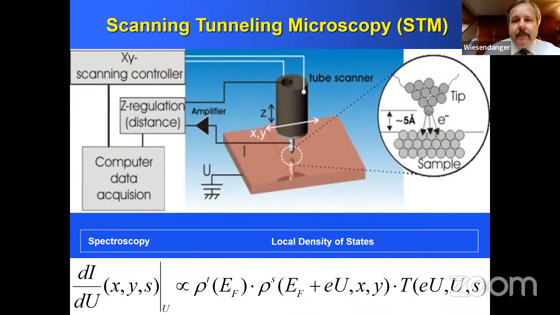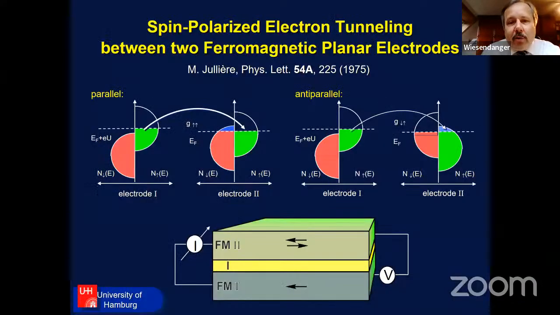Now, of course, as you all know, spin-polarized tunneling is known since the very famous work of Julliere, mid of the 70s. In his PhD work, Julliere studied the spin-polarized electron tunneling between 2 ferromagnetic electrodes separated by an insulating layer. And he found that the tunneling current or tunneling conductance in such a magnetic tunnel junction depends on the relative alignment of the magnetization orientation of both layers.